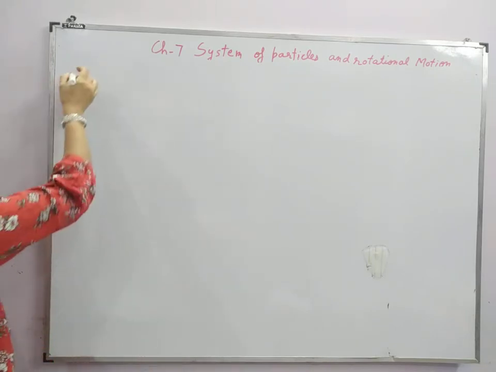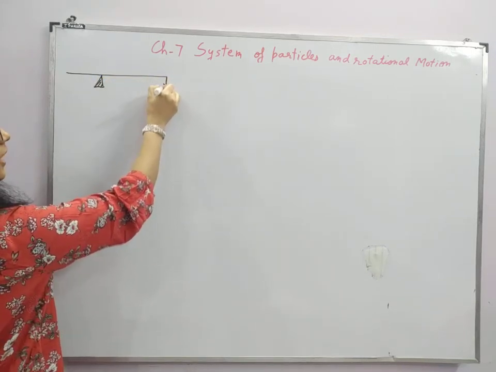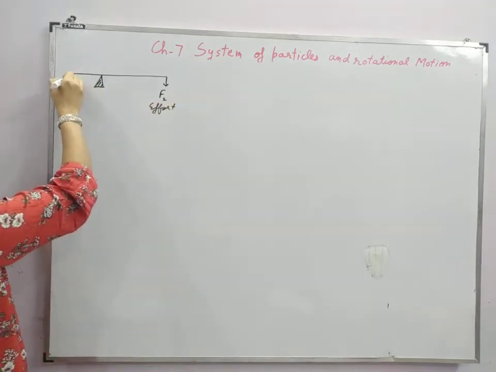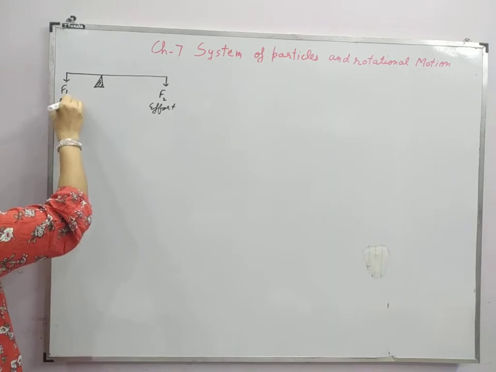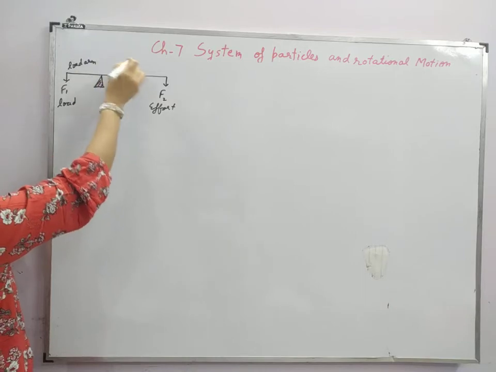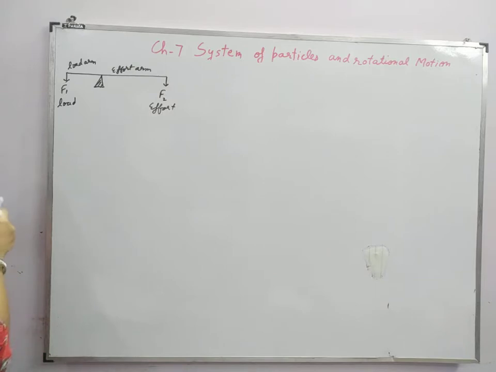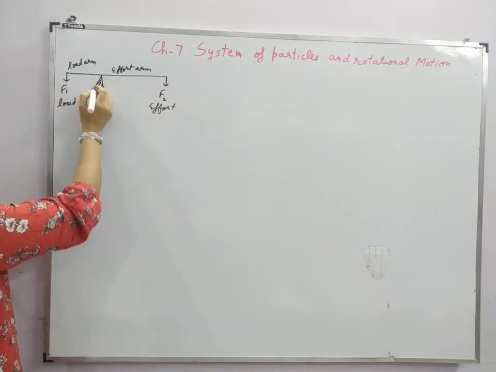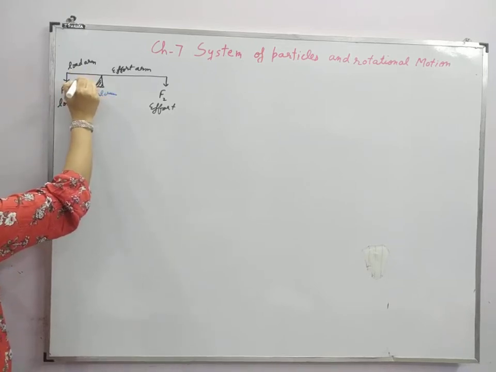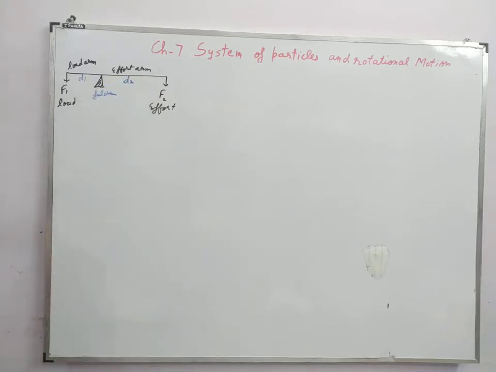So let's take the diagram once again. This is your fulcrum. This is F2, that is effort, and this is the load, which is F1, and this is the load arm, this is the effort arm. If we say that this is the distance of the fulcrum from the load, D1 we are marking by this distance, and D2 we are marking as the effort arm.